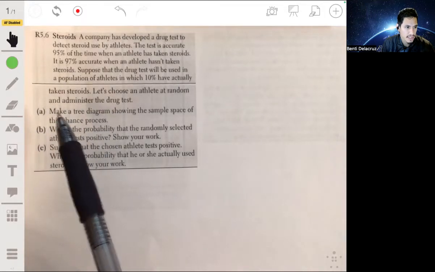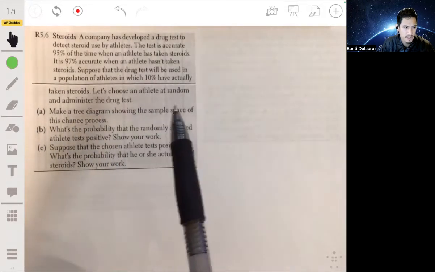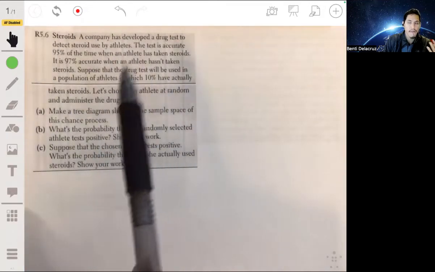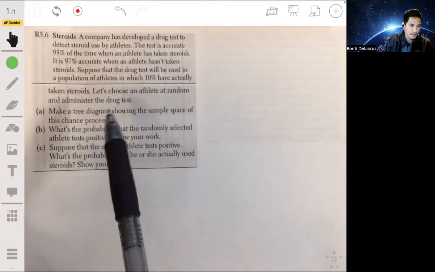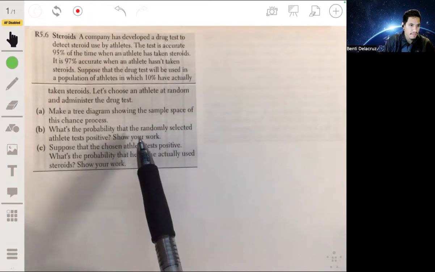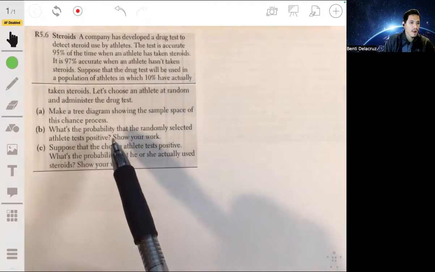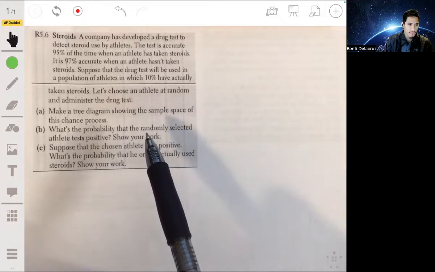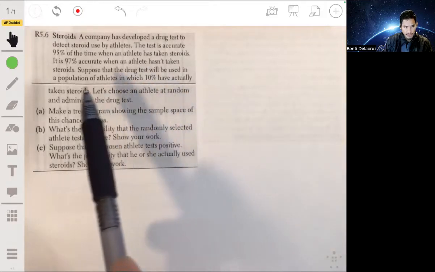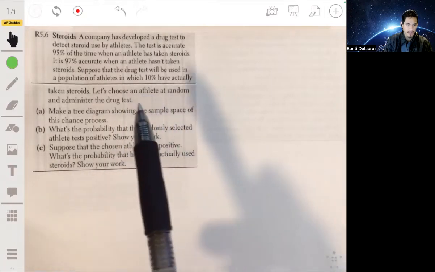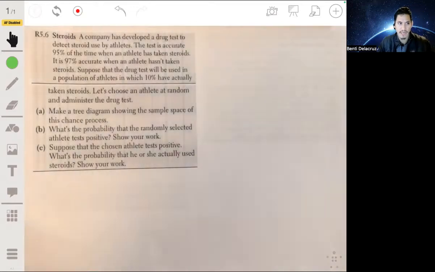Okay, so we're gonna make a tree diagram that's gonna show the sample space of this chance process. It's basically gonna show all the possibilities. Then we're gonna figure out the probability that a randomly selected athlete tests positive, and then the probability that they actually use steroids given that they tested positive. The good thing about this is that if you make a thorough and clear tree diagram, you can easily answer parts B and C. So let's go ahead and break down how we can make a tree diagram.